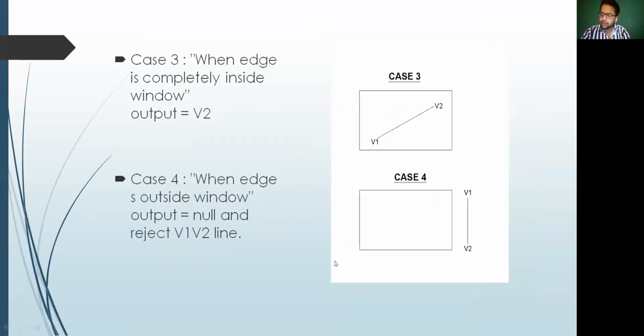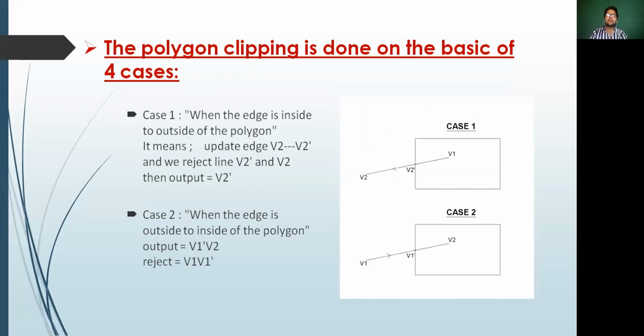After doing all this, the polygon clipping is done on the basis of four cases. In case number one, the edge is going from inside to outside of the boundary, as you can see the arrow is looking outside the boundary. It means that the updated edge for V2 is V2 dash, and we are going to reject the line V2 dash and V2. The output is the V2 dash.